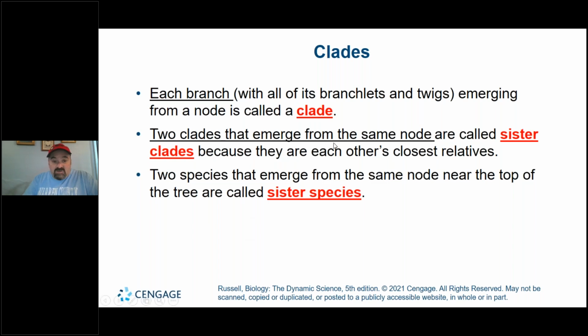Okay? Two clades that emerge from the same node are known as sister clades because they have each other's closest relatives. Sister species here you'll see emerge from the same node. We're very close to the top of the tree, the distal portion of the tree from the roots, the very distal portion, that's where the species are located. So if two species emerge from the same node near the top, they'd be called sister species.